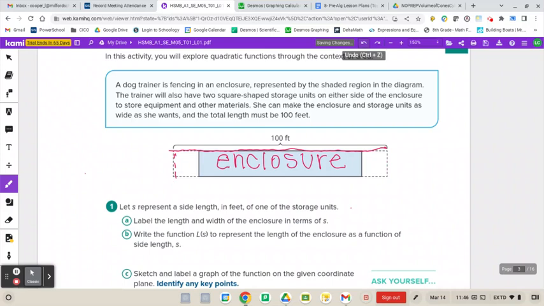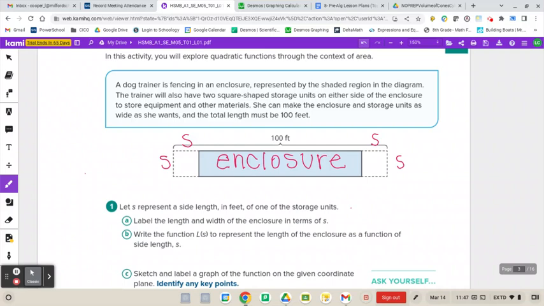All right, hold on. Okay. So it says, let S represent a side length in feet in one of the storage units. So this is S right here. Now, he did say it's a square, right? So if that's S, then this also has to be S. Would you agree with that? Okay. And then that's S and that's S. Does everyone see how I labeled that? Okay. Label the length and width of the enclosure in terms of S.